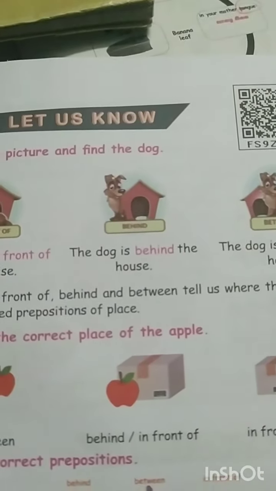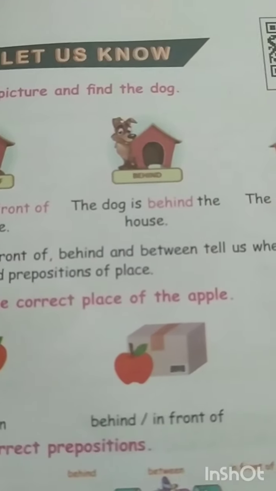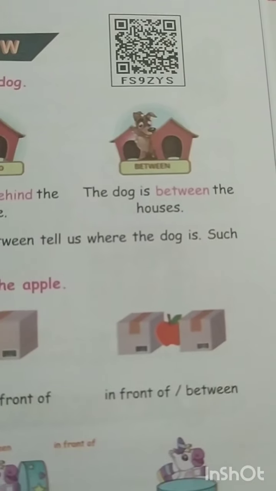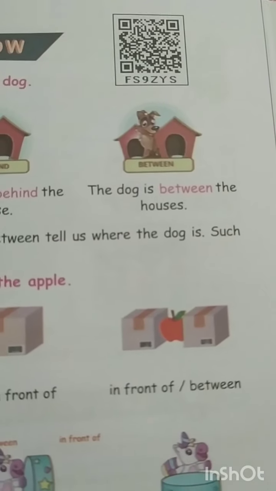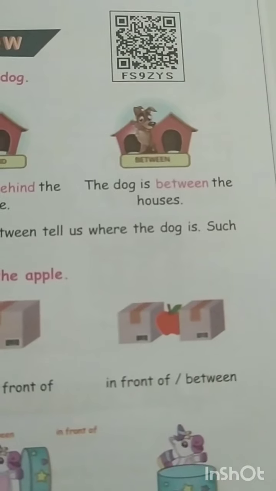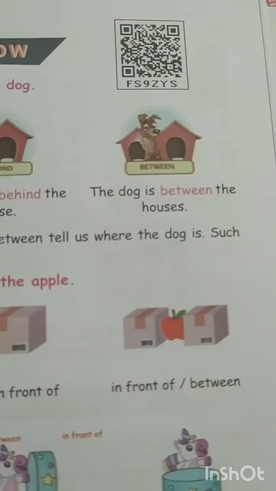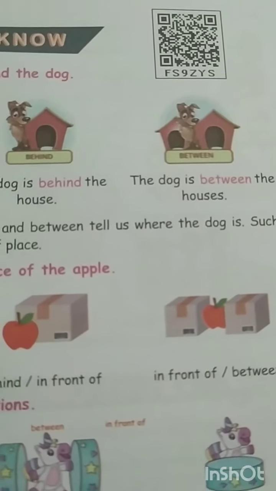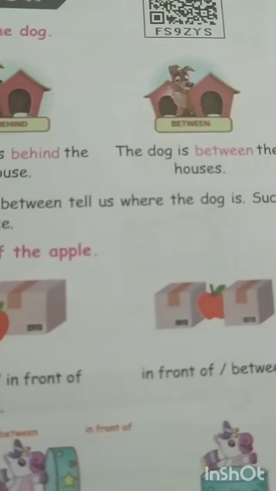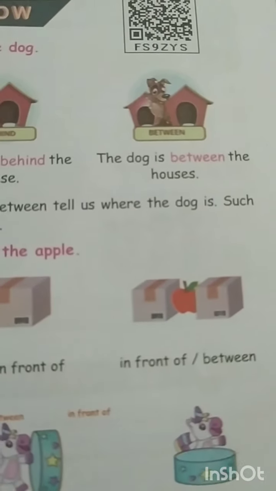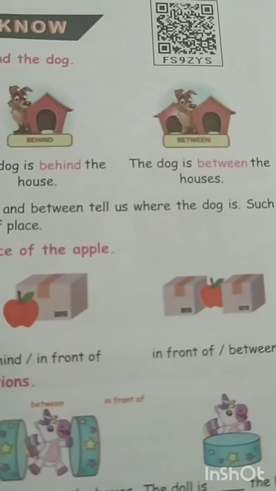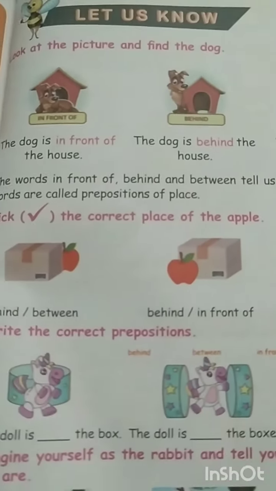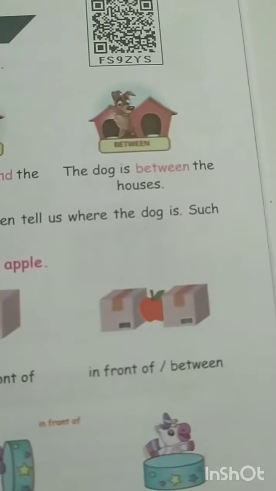The dog is behind the house. Then the third one we move on to is: the dog is in between the houses. Plural. If it is two, then it will be houses. ES should be compulsory. Don't forget the ES there. So if it is ES, what will come? In between will come. That is a clue for you to write the answer in the fill-ups. You cannot write between, behind or in front of, because it is houses.